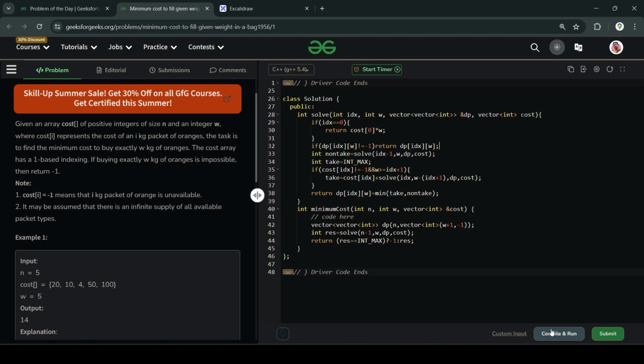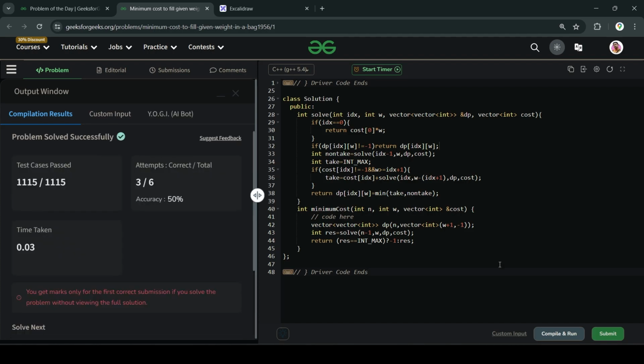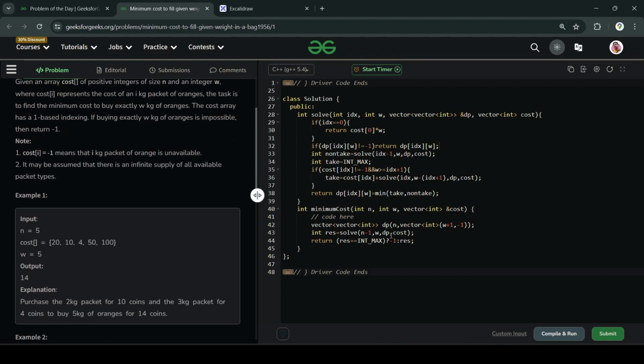So let us try to run the code. Hopefully everything is correct. Okay, so it is matching. Let us try to submit the code. It's working fine.